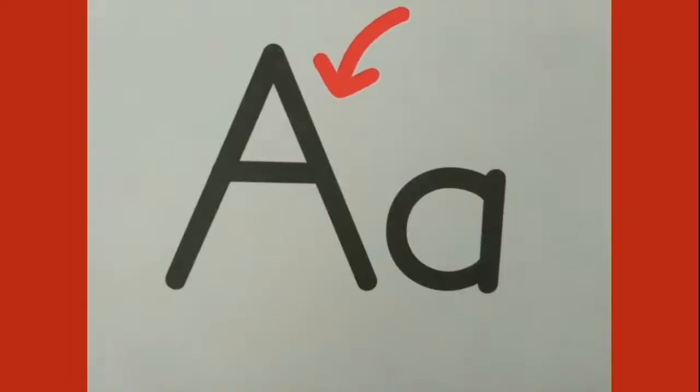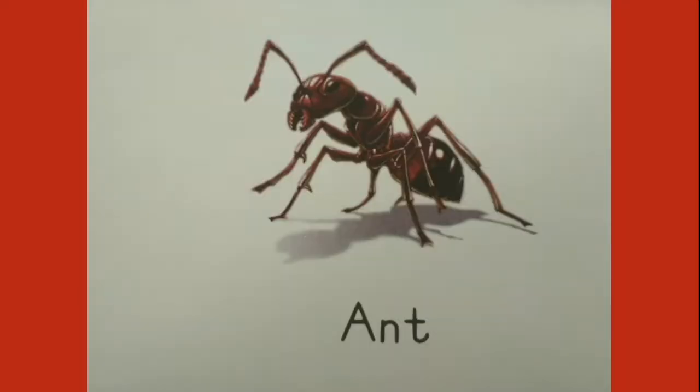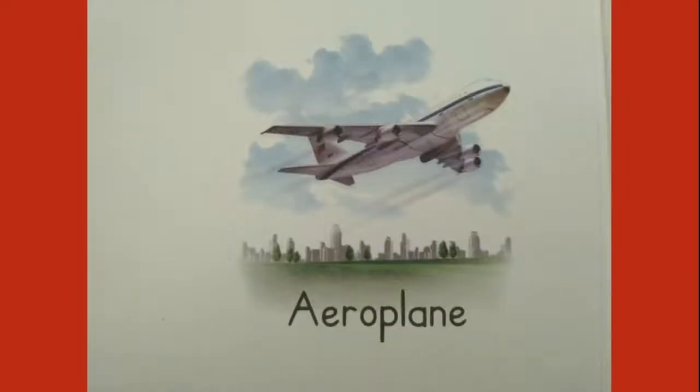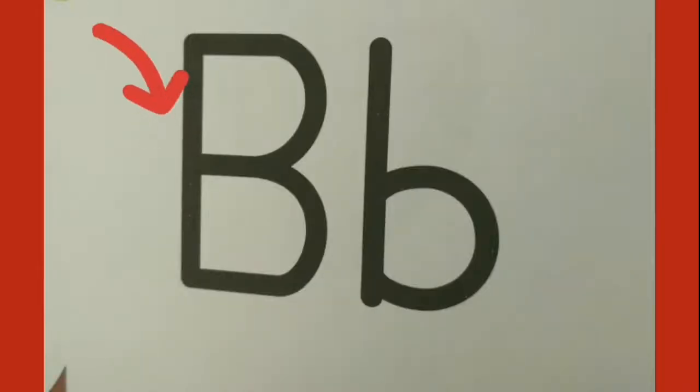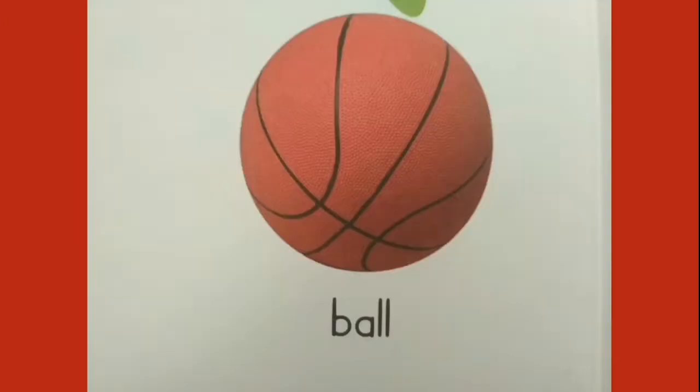Capital A, small a. A says A. A for ant. A for aeroplane. Capital B, small b. B says B. B for ball. B for butterfly.